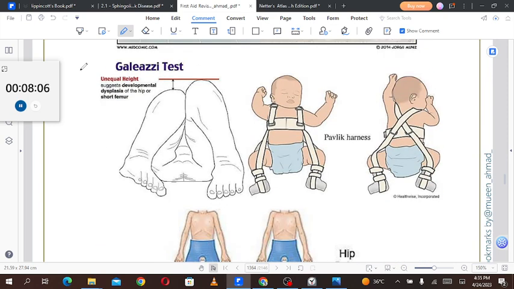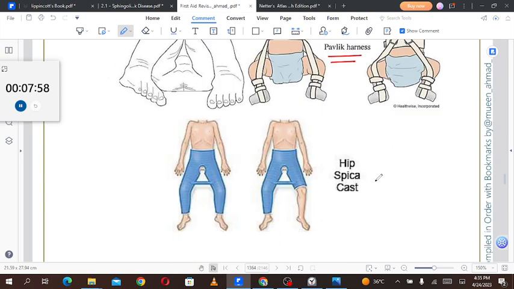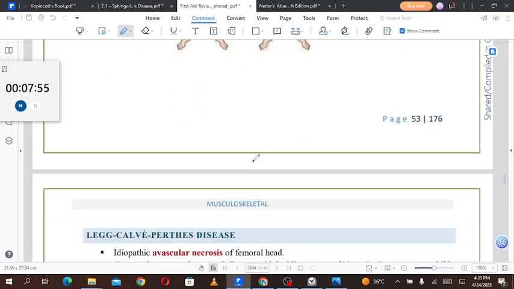What is the Galeazzi test? Unequal height suggests developmental dysplasia of the hip or a short femur. And this is the Pavlik harness, which looks something like this, and then the hip spica cast is looking like this.